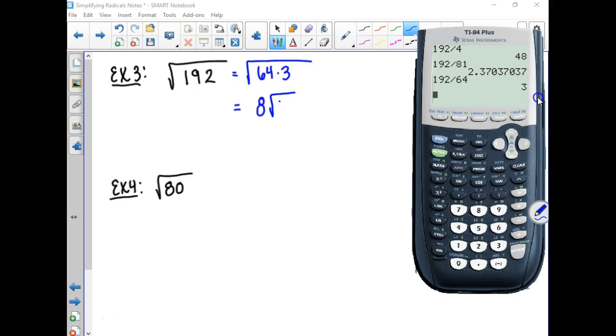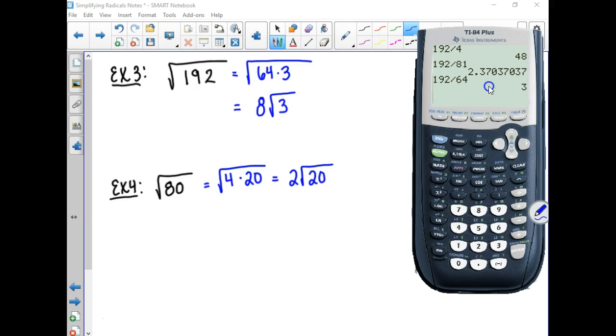And we cannot take the square root of 3, so it stays on the inside of the square root. For example 4, I have the square root of 80, just to give you a little bit of an example of how it would look if I chose the smallest perfect square. Let's break this into 4 times 20.